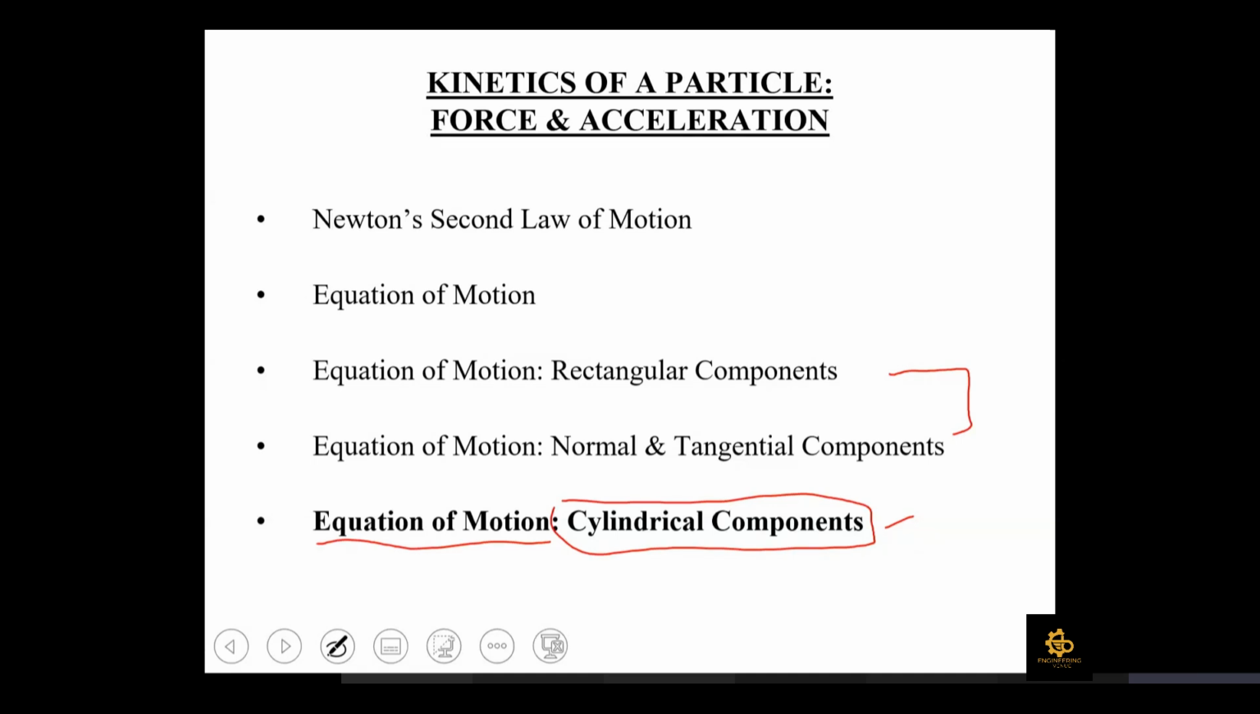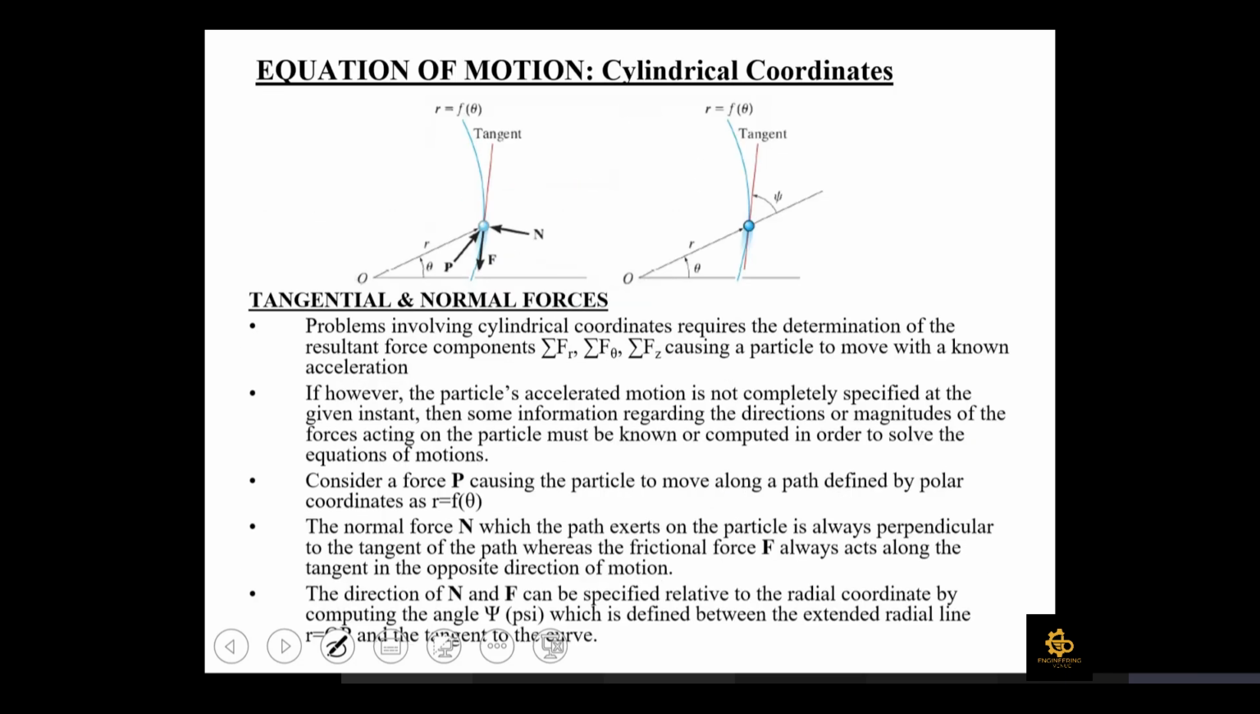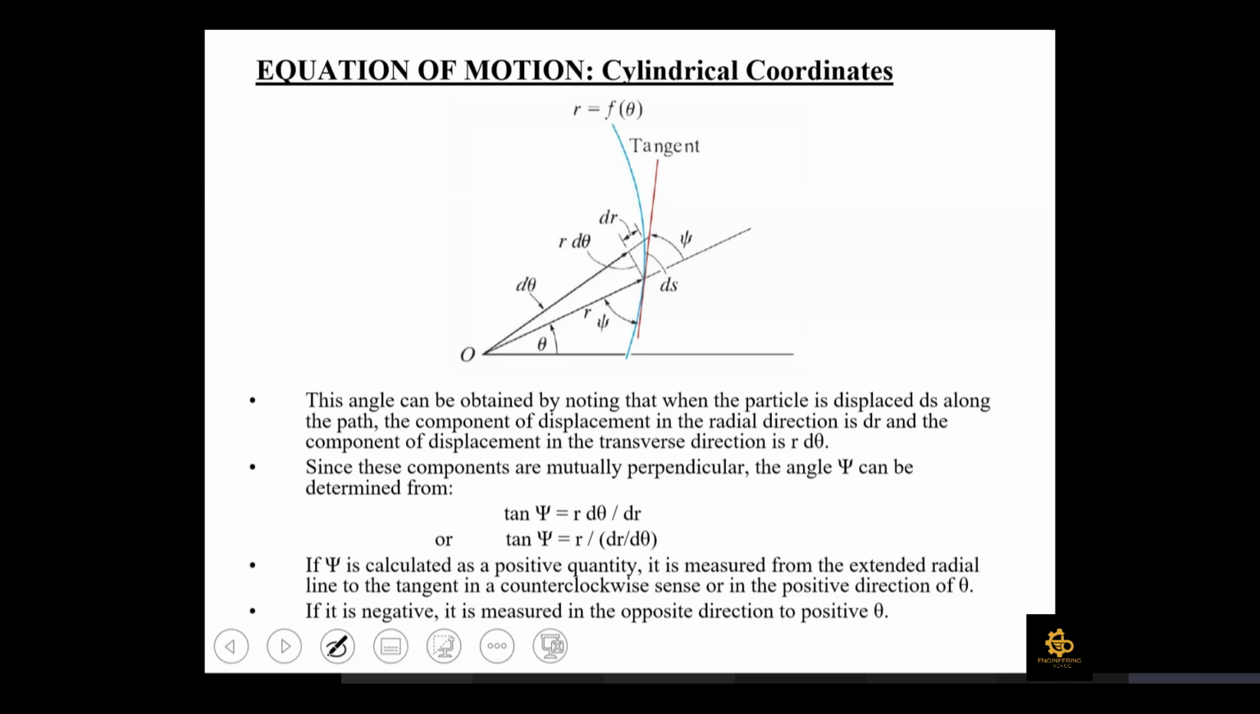So how are you going to determine these angles? Yesterday we noted that in order to find the angle between the tangential axis and the r-axis, we considered this approximate right angle triangle, and from this triangle we noted that the angle psi, which is the angle between the tangential axis and r-axis, can be found using psi equal to tan inverse of r over dr by d theta. Since we are considering polar or cylindrical coordinates, generally r would be given to you as a function of theta. So you can determine this angle psi to be equal to tan inverse of r over the first derivative of r with respect to theta.